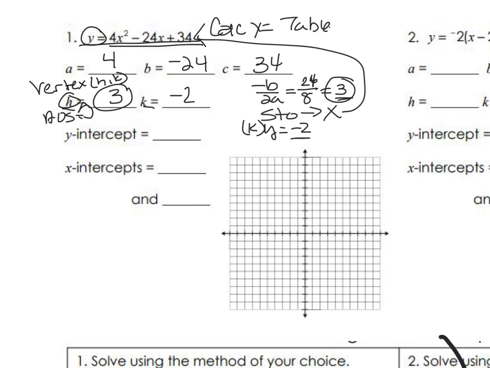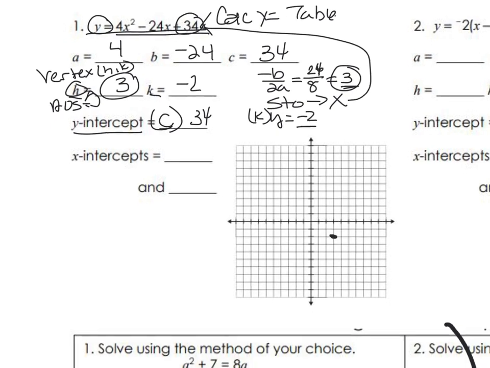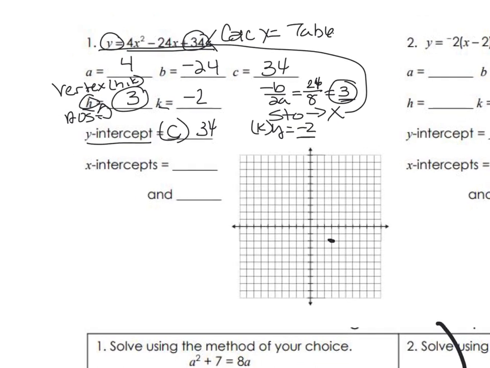So we can go ahead and graph that. Go 1, 2, 3 to the right and down 2. So my vertex is right here. All right, so I need some intercepts. The y-intercept is always C, okay, if it's in standard form. So my y-intercept is 34. Well, that's way off this graph, so I can't graph that. My x-intercepts are going to be my solutions. So this one, we've got to do the quadratic formula.